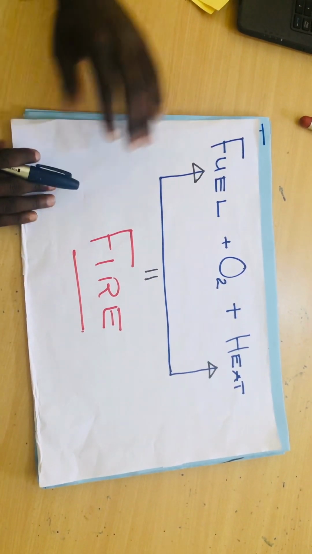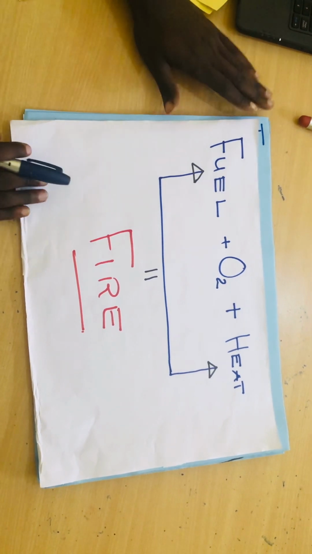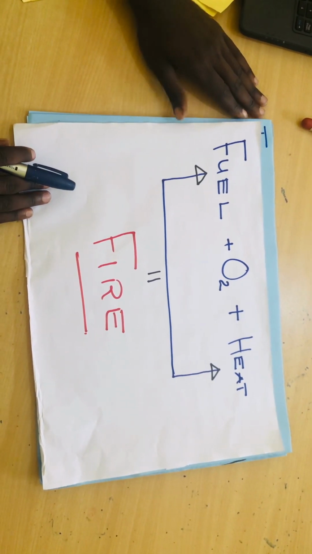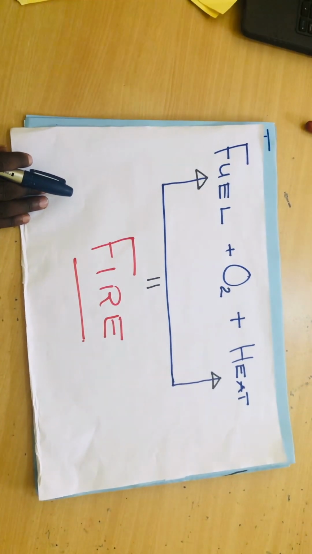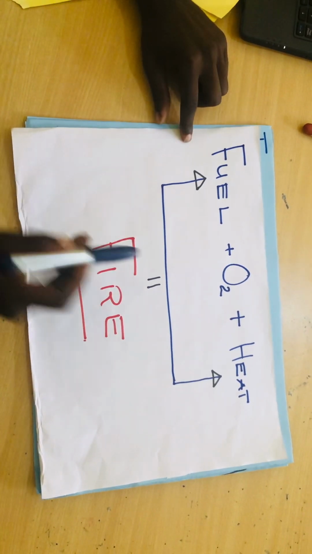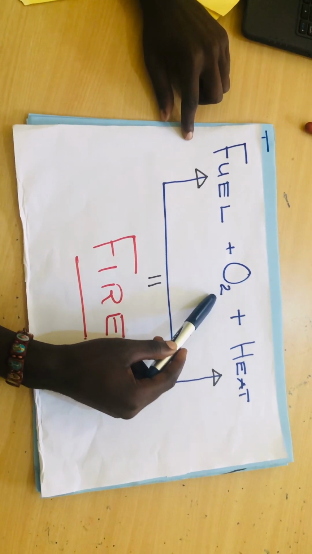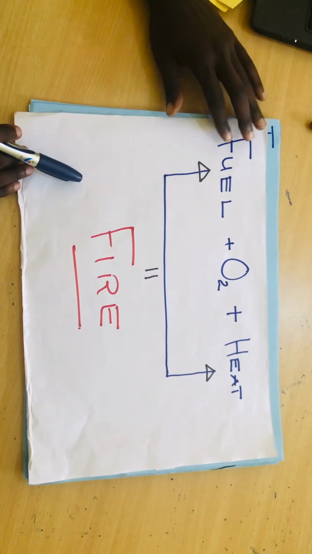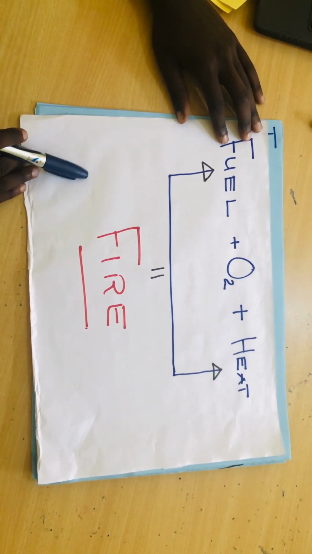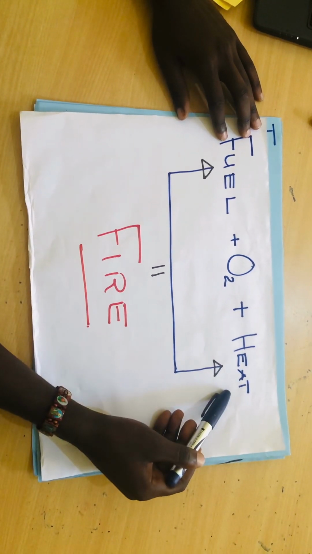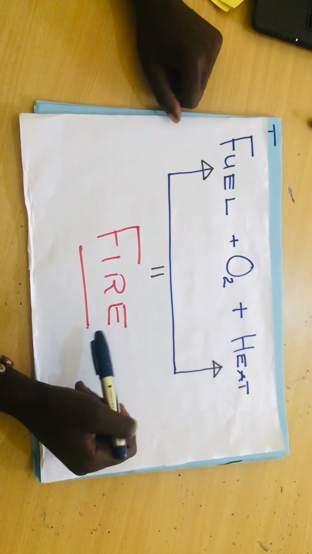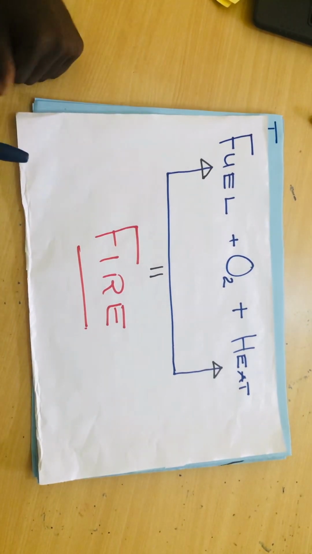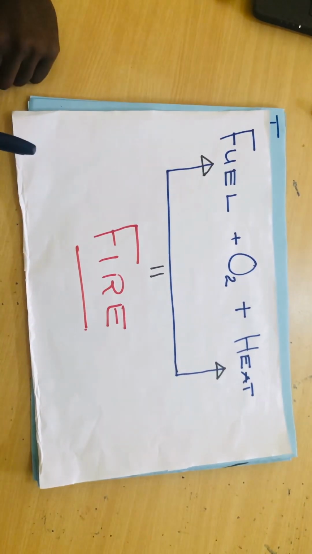By definition, fuel is any combustible material, whether it is petrol, kerosene, peppers, wood. And the function of oxygen in this reaction is to support the burning of fuel. And lastly, we have heat. So the function of heat is to initiate this reaction. So the end product is fire.